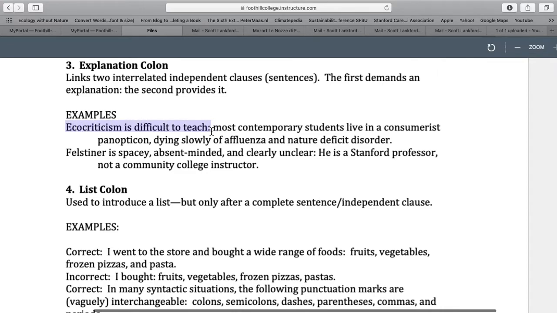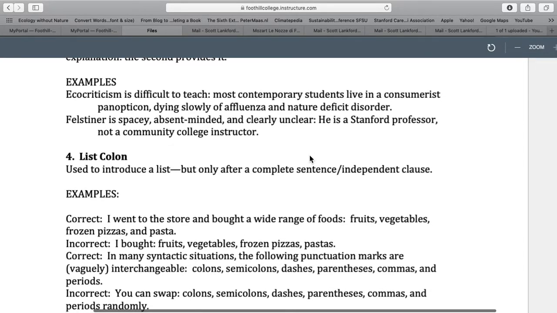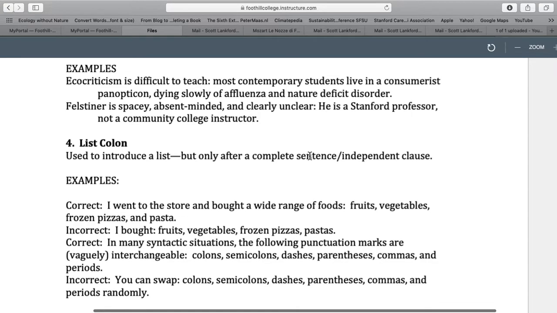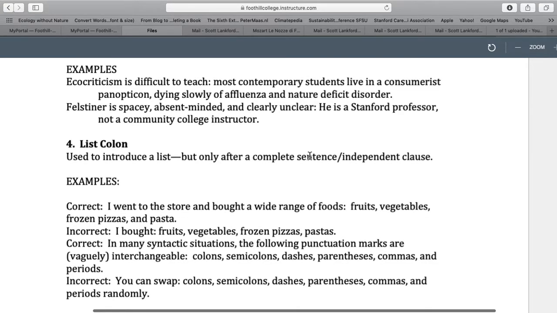Eco-criticism is difficult to teach, colon. Most contemporary students live in a consumerist panopticon, dying slowly of affluenza and nature deficit disorder. So why is it difficult to teach? Here's the reason. Felsteiner is spacey, absent-minded, and clearly unclear. Colon, he's a Stanford professor, not a community college instructor. So here's my statement that he is absent-minded and spacey. Well, why? Because he teaches at a university and is not as clear as a community college instructor, the poor guy. The colon emphasizes the explanation. So you can take those as, again, optional ways to use colons. And if you start looking, you'll see them all over in professional writing. People really do use these things.